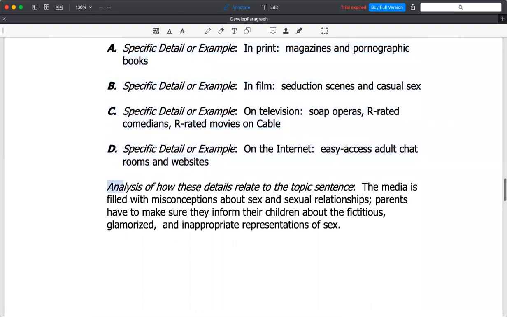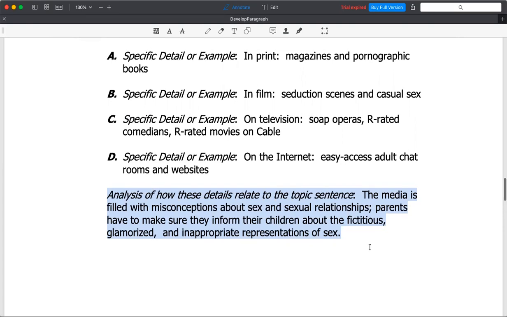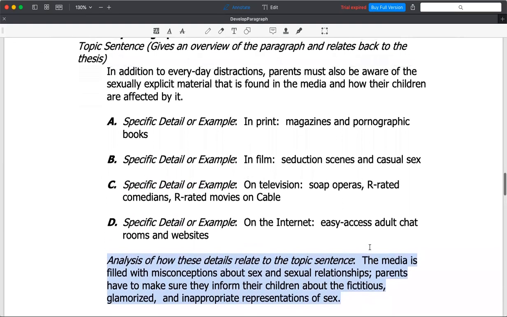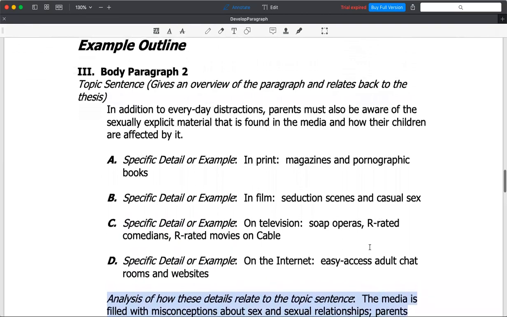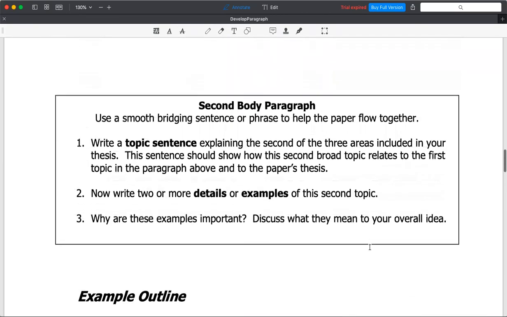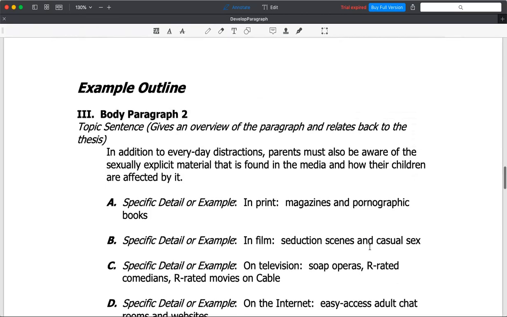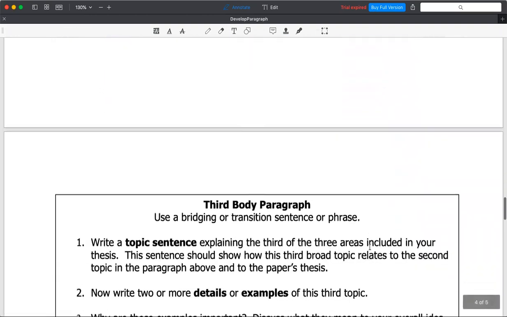But do not forget to analyze. For example, in this case, the candidate said the media is filled with misconceptions about sex and sexual relationships. Parents have to make sure that they inform their children about the fictitious, glamorized, and inappropriate representation of sex. Remember something: if you read this essay completely, you might be curious what band mark I am going to give. I will give you the band mark at the end.